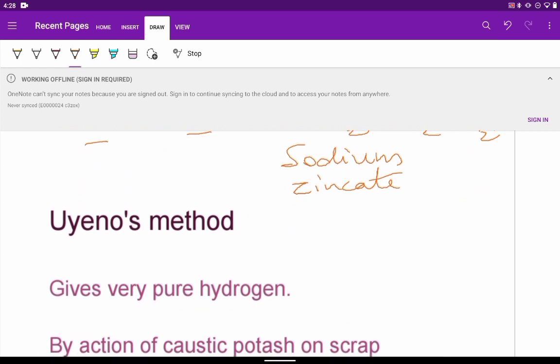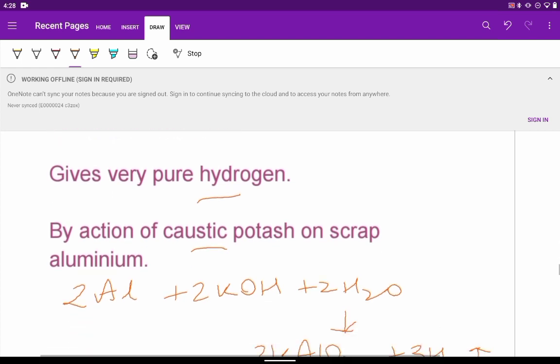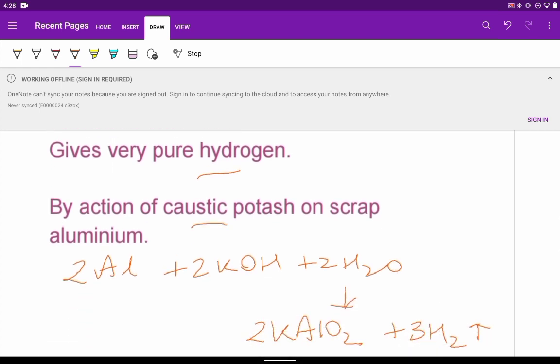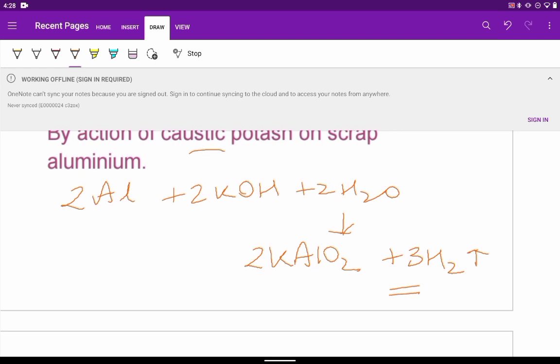There is another method which is used for obtaining very pure hydrogen, that is Uyeno's method. Here caustic potash, KOH, is treated with scrap aluminum. When the reaction takes place between caustic potash, KOH, and aluminum, we get KAlO2, and hydrogen gas will be evolved here also.